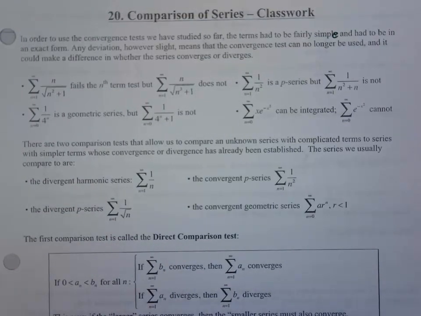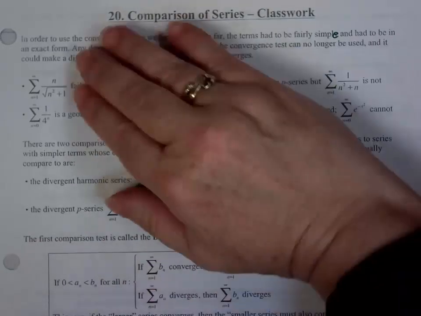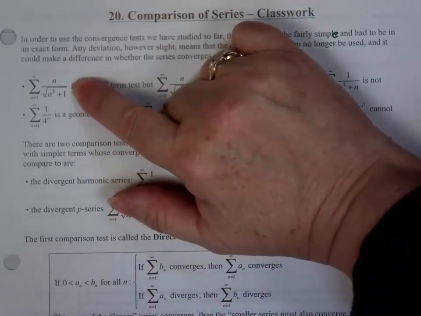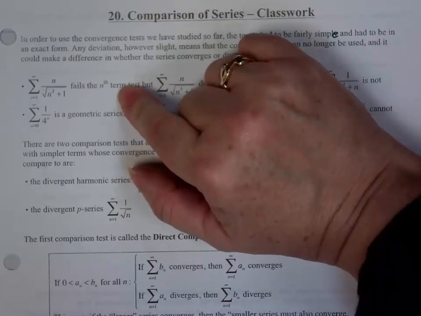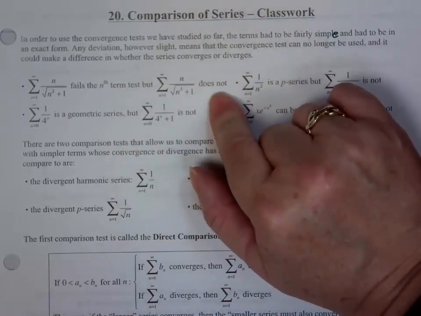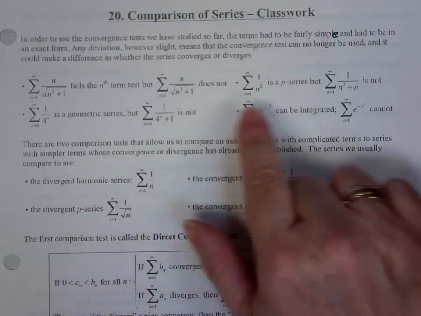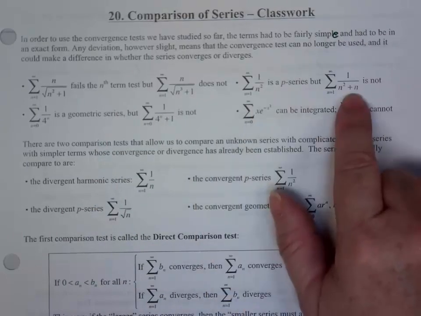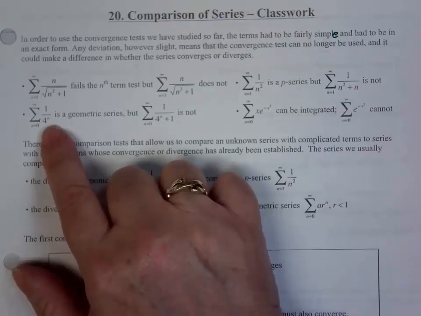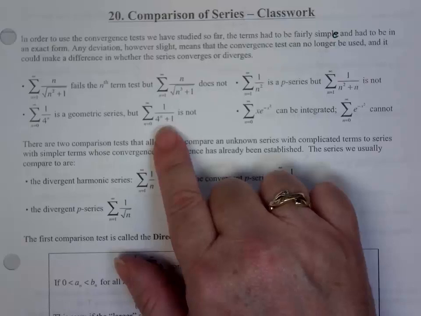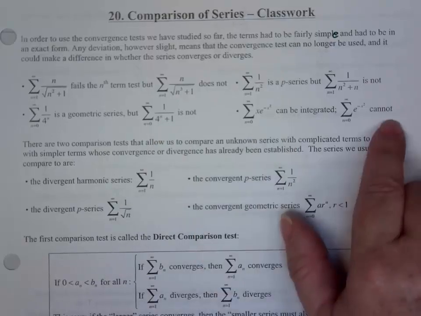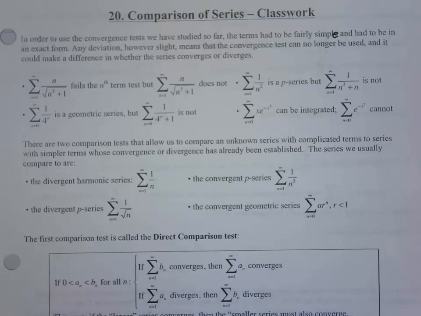Any deviation, however slight, means that the convergence test can no longer be used, and it could make a difference as to what happens. For example, this one right here, n over n squared plus 1, does not fail the nth term test, so this one diverges. This one's a p series, 1 over n squared, but 1 over n squared plus n is not, so you can't use the p series test on this. This is a geometric series, but this one is not. This one can be nicely integrated, but this one can't. So we've got to come up with something that will work on those weirdos, basically.